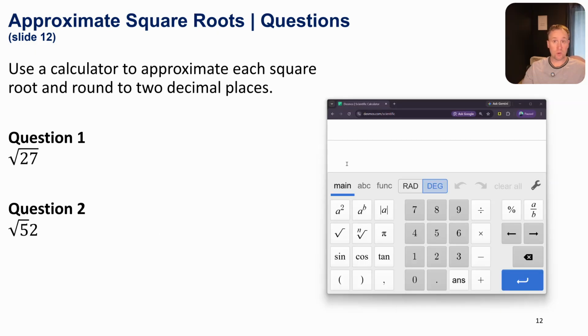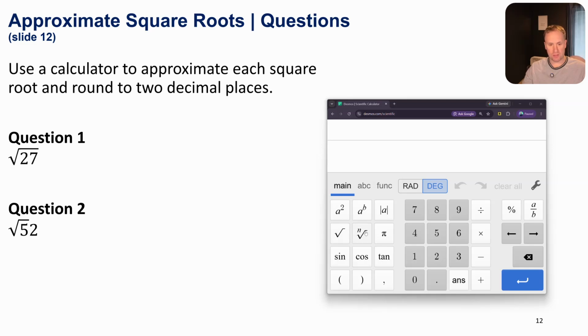The next set of questions asks us to approximate square roots, and we're going to approximate using a calculator. So we're asked to use a calculator to approximate each square root and round to 2 decimal places. In other words, round to the hundredths place. So we're looking first at square root of 27. On your calculator, you will usually be given different sets of symbols. Every calculator looks slightly different, but you're going to locate this particular square root here.